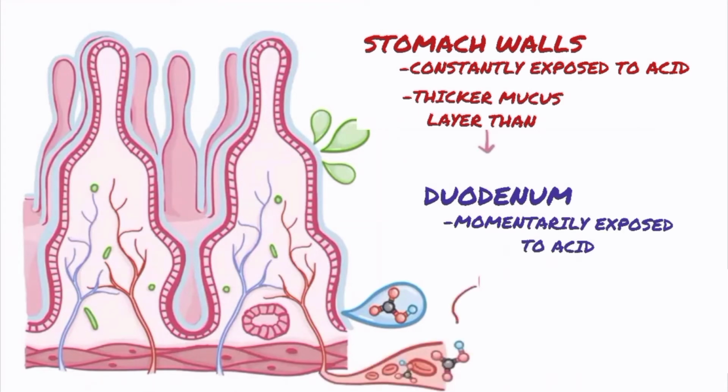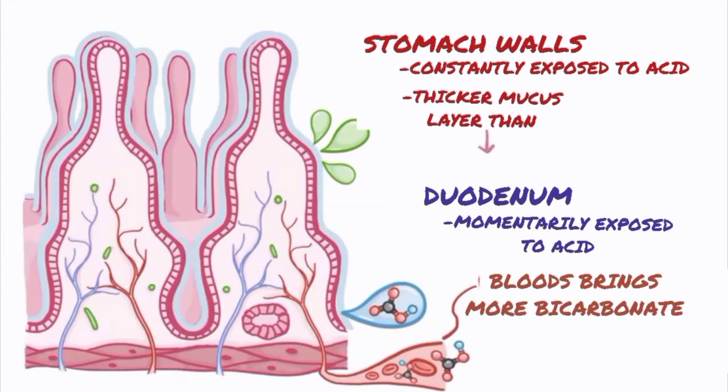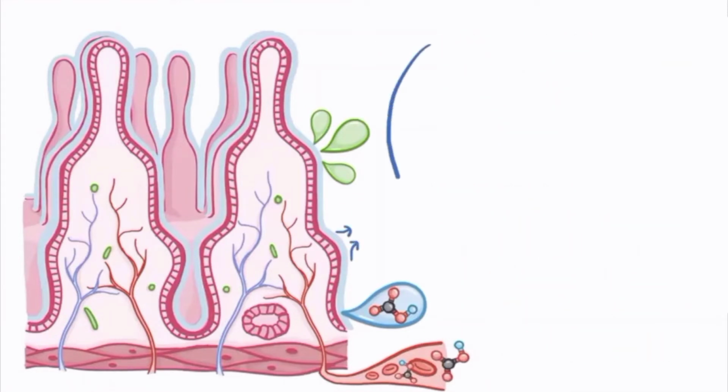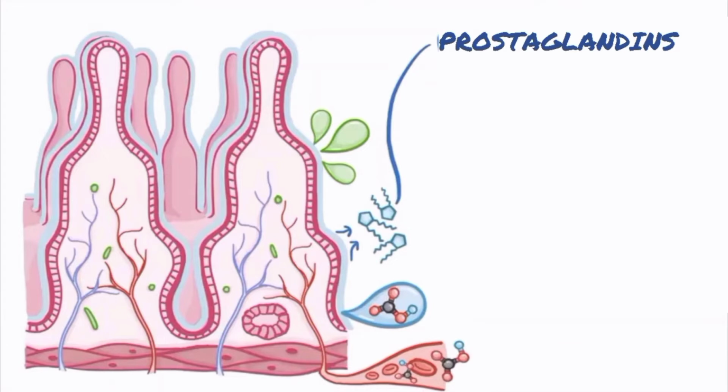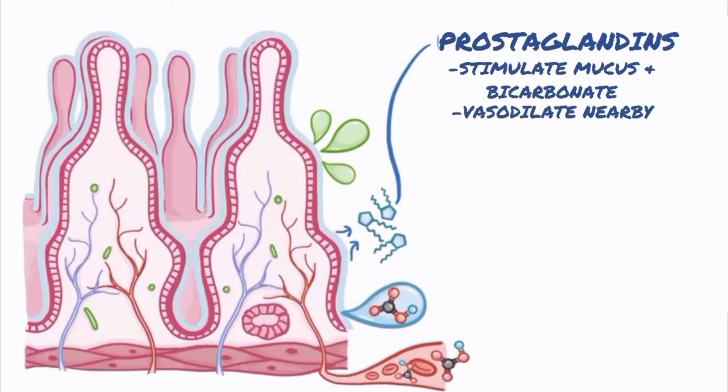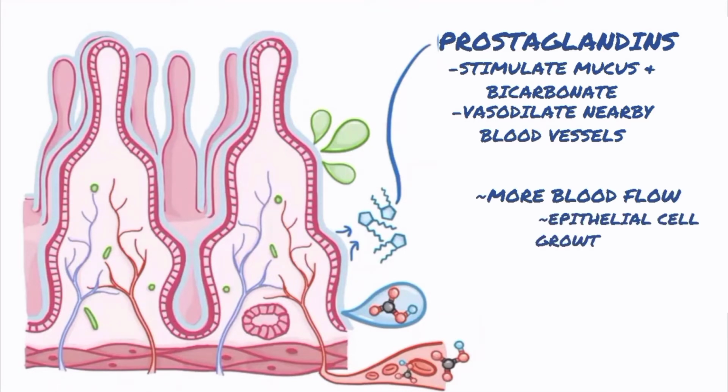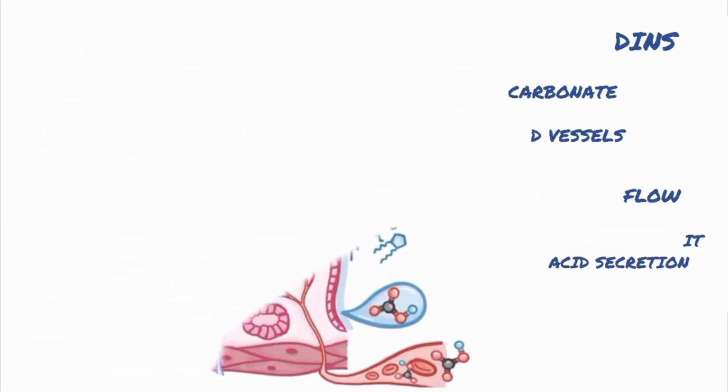In addition, the blood flowing to the stomach and duodenum brings in even more bicarbonate, which again helps neutralize the hydrochloric acid. Finally, small signaling molecules called prostaglandins get secreted in the stomach and duodenum, and they stimulate mucus and bicarbonate secretion as well as vasodilation of the nearby blood vessels, which allows more blood to flow to the area, and this promotes new epithelial cell growth. It also inhibits acid secretion.